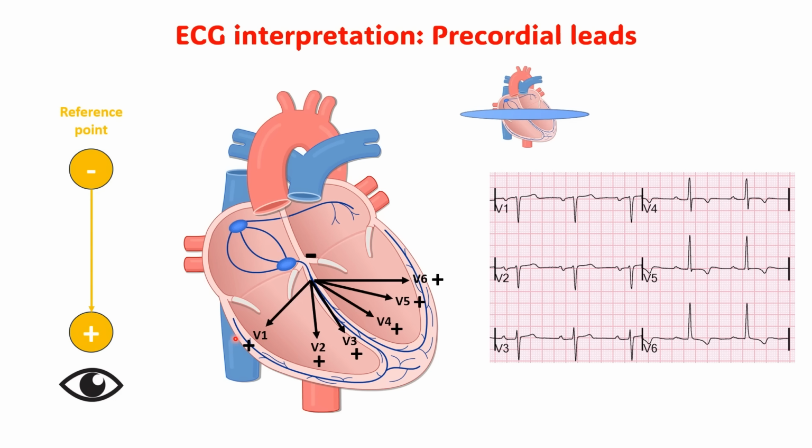V3 and V4 allow a view of the anterior wall of the left ventricle, and then V5 and V6 allow a view of the lateral wall of the left ventricle and the apex of the heart.